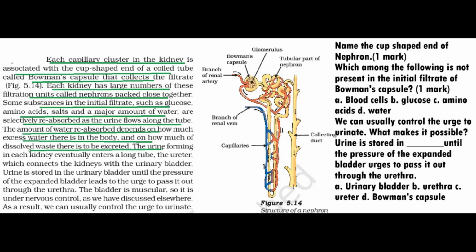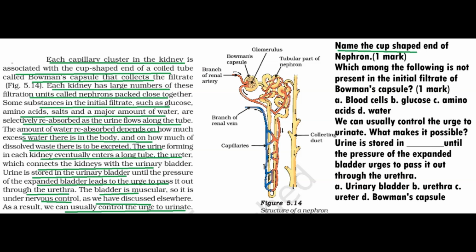The urine forming in each kidney eventually enters a long tube, the ureter, which connects the kidneys with the urinary bladder. Urine is stored in the urinary bladder until the pressure of the expanded bladder leads to the urge to pass it out through urethra. The bladder is muscular, so it is under nervous control, as we have discussed elsewhere. As a result, we can usually control the urge to urinate. Now we'll see the questions.